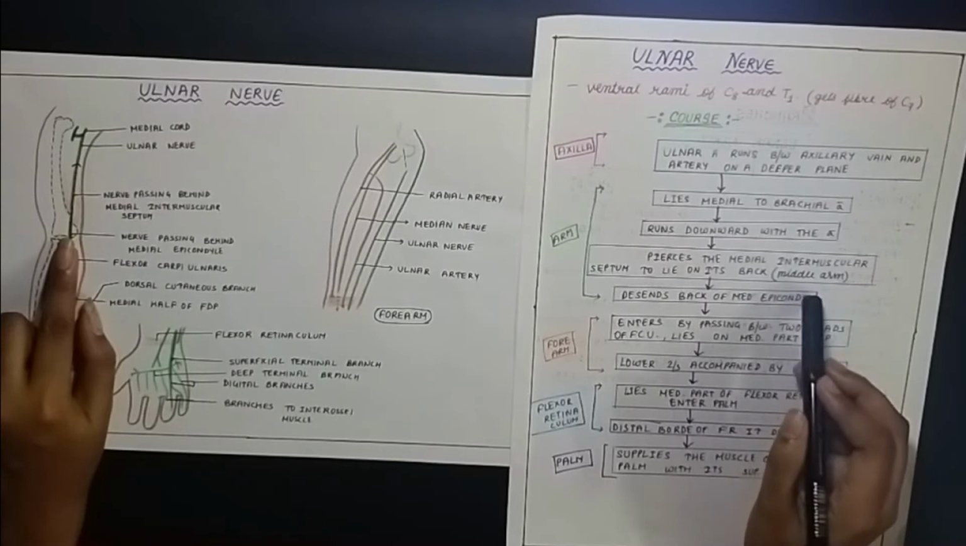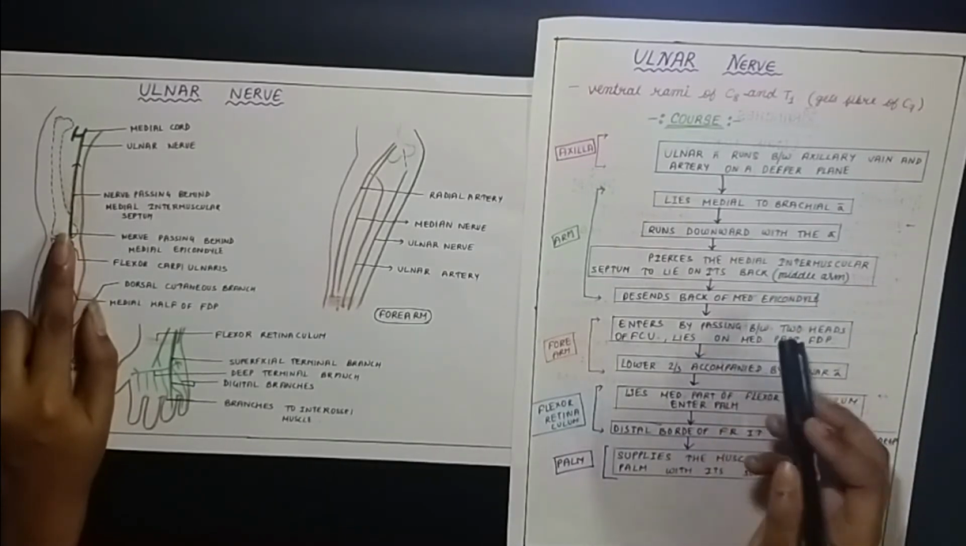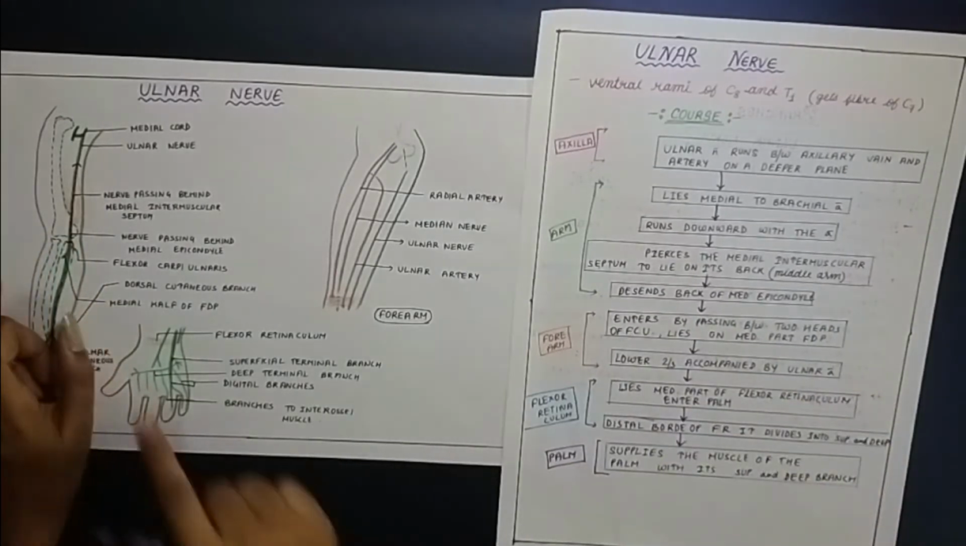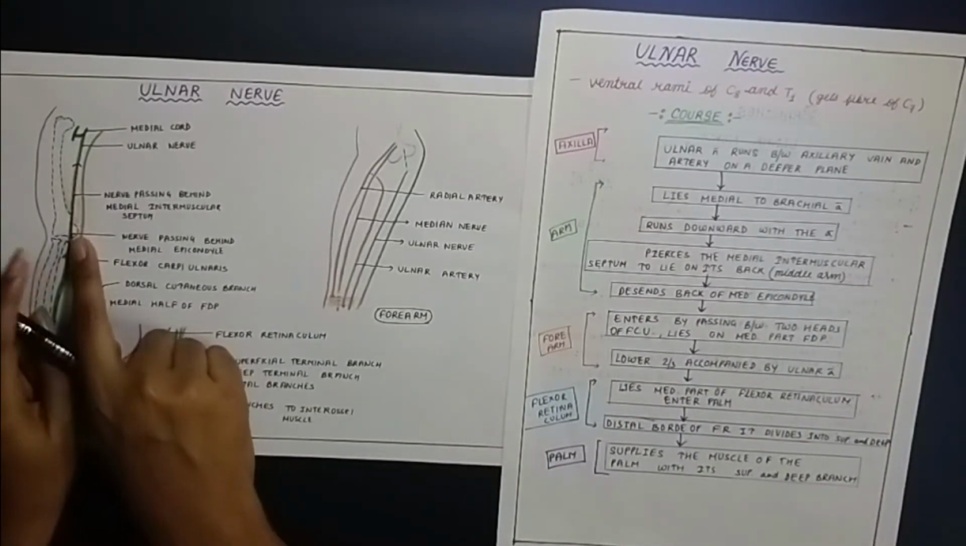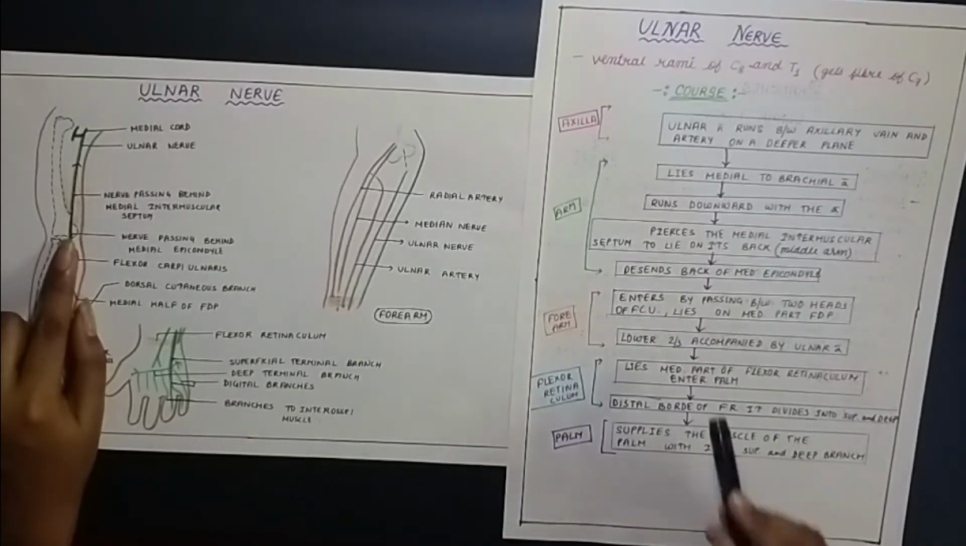Till the middle of the arm, and then it descends behind the medial epicondyle of the humerus. As I have told you, in the humerus bone the ulnar nerve is present behind the medial epicondyle. So do check that video of the humerus also. Okay, next, what happens?